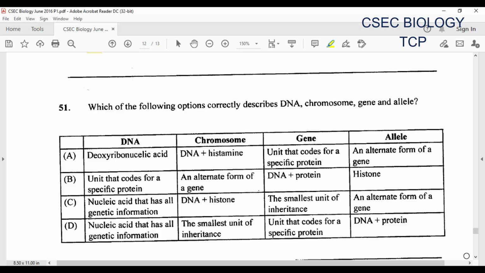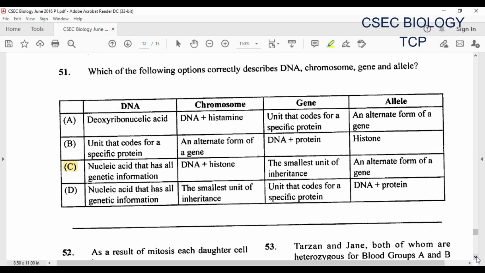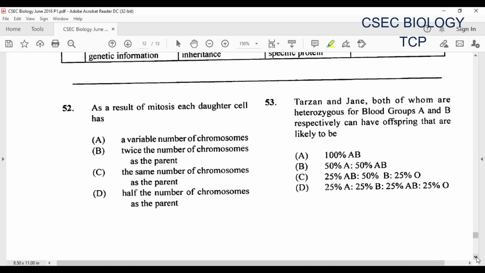C is pretty much plausible. Let us look at D. Nucleic acid that has all the genetic information. Looks good. The smallest unit, no, that is out. Once you have that there, indeed it is out. So we're going to go for C. C is going to be the most plausible answer here, fitting for all the terms at the top of the table. The others would have one or two things out, which makes C the most suitable answer here. All right, so we'll move on to 52.